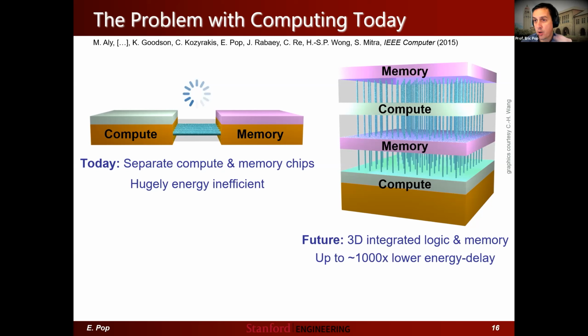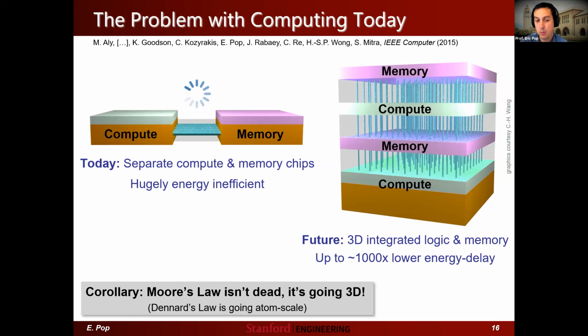My colleagues here at Stanford have essentially done some calculations, and they've shown that if you do this kind of 3D integrated, very closely integrated logic and memory, you can get up to 1,000 times benefits at the system level, because now you can get data back and forth much more energy efficiently, simply because things are closer together. And so the corollary for me is that Moore's law is not dead, it's not dying, it's not even sick. It's actually going 3D, and of course, Moore's law will eventually reach atomic scale, but maybe it never will, if it doesn't have to, right? If we can just build things efficiently in 3D.